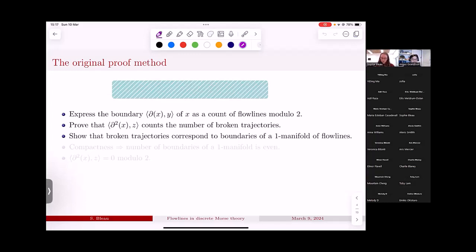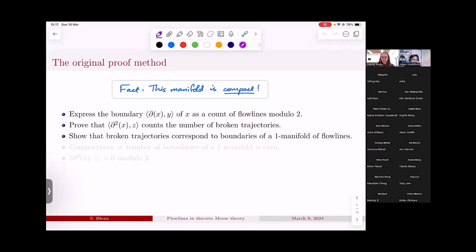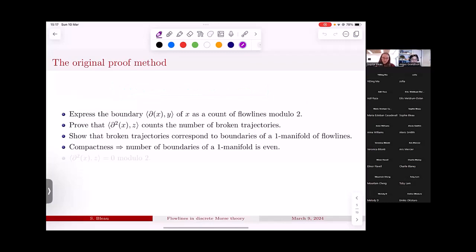So what we want to do is show that the broken trajectories correspond to boundaries of the space of flow lines. A particularly handy fact that we can use to do this is that the manifold that we get is compact. Using this compactness, we see that the number of boundaries of this space is even. This is just a fact that I'm telling you, and you can believe it, or you can go and find out why it's true. It's always even, and we get this evenness, which gives 0. We're all happy. The square of the differential is 0 in the smooth case.